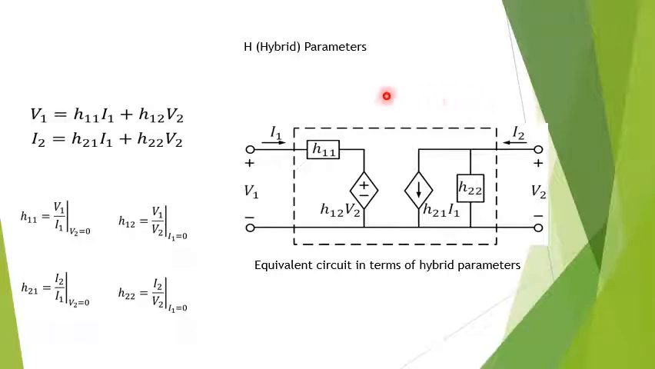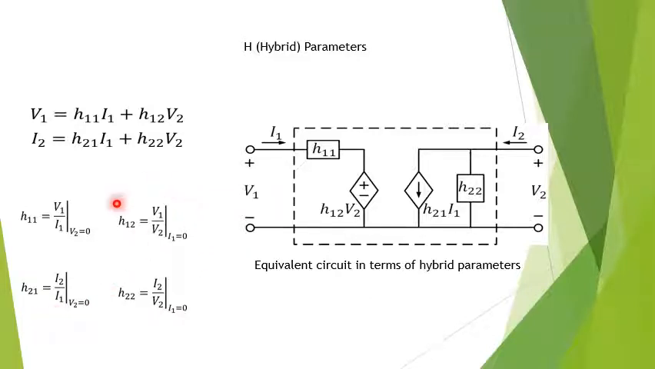The third type of two-port parameters are called the hybrid parameters. The equations for hybrid parameters are V1 is equal to H11 I1 plus H12 V2, and I2 is equal to H21 I1 plus H22 V2. The first two hybrid parameters we can find by short circuiting the output port, or by putting V2 equal to 0. So I get H11 as V1 upon I1, which is voltage divided by current, so the unit for H11 is ohms. H21 is I2 upon I1, which is the current ratio, so it doesn't have any unit.